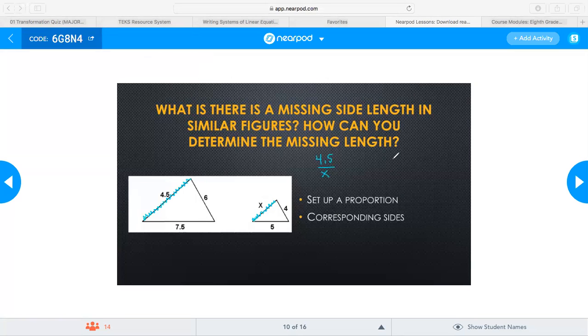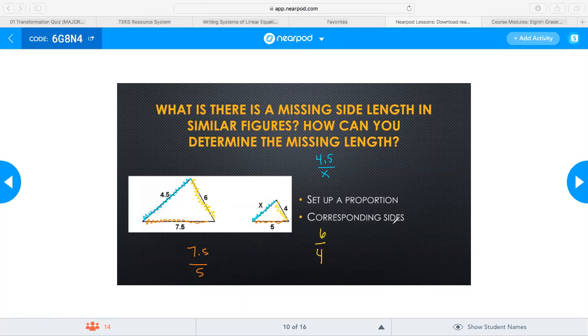Okay. So I'm going to do this just like I was doing all the other ones. Alara, which side corresponds with the 6? 4. So I'm going to put 6 over 4. Zoomies, please don't hang up if I call your name. It's not that big a deal. You'll be okay. Trip, what side corresponds with 7.5? 5. Awesome. So now I have all these ratios, but I want to figure out what X is.